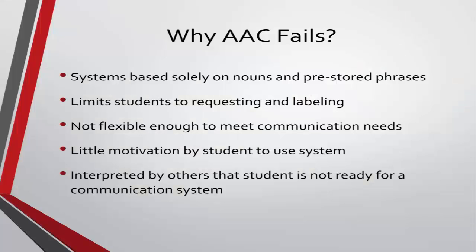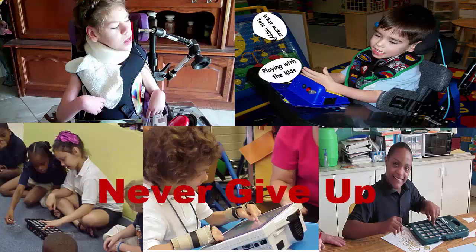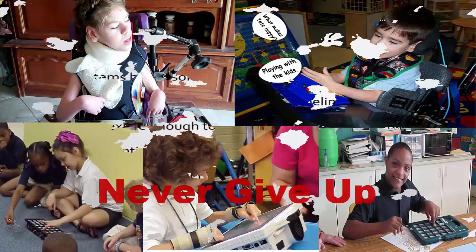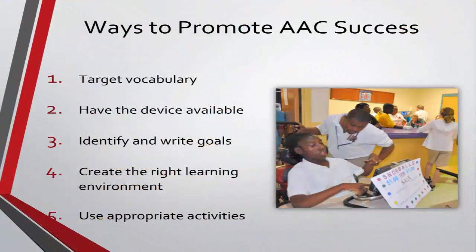Sometimes it's challenging for some students because they're very passive. But we have to really dig deep and work as a team to come up with ways to get them to buy into a system and to start using it. Okay? Never give up. We always have to have high expectations for our students, and we should never give up and keep striving to get them using something. We're going to talk about 5 different things about how to promote the use of the devices, and the first thing is the targeting of the vocabulary.